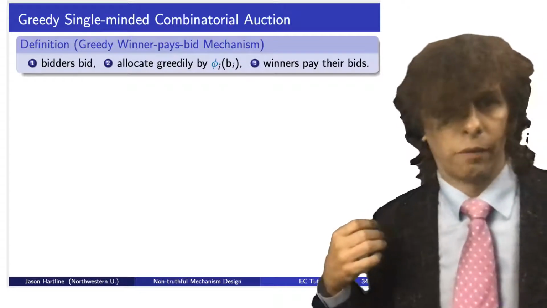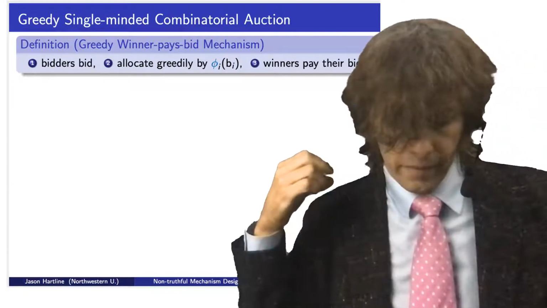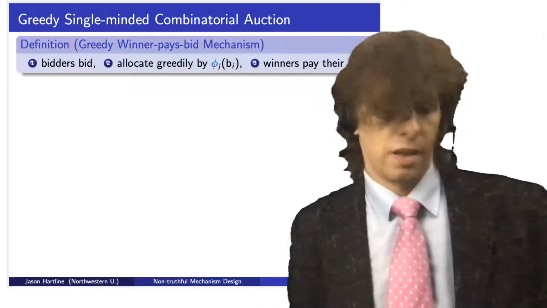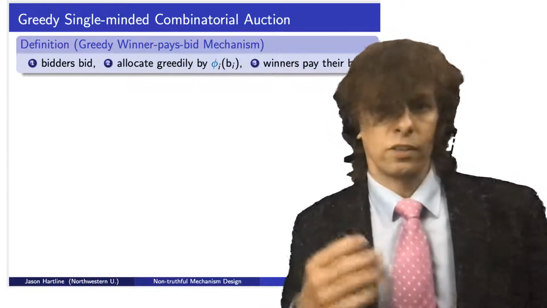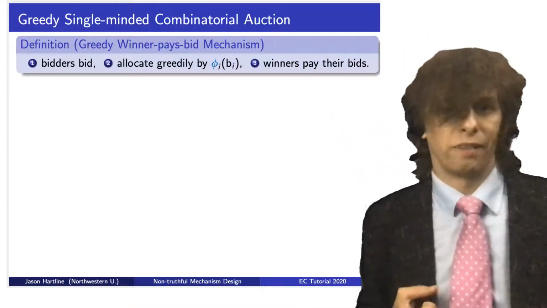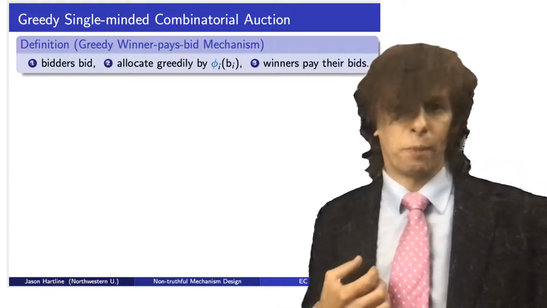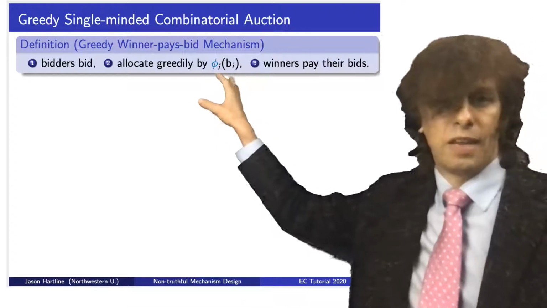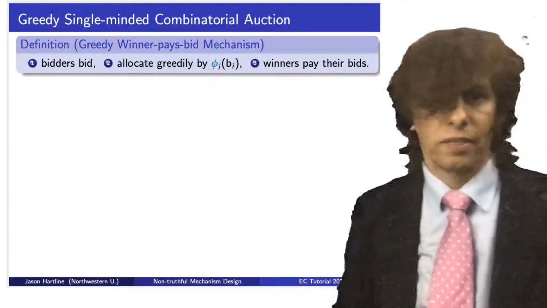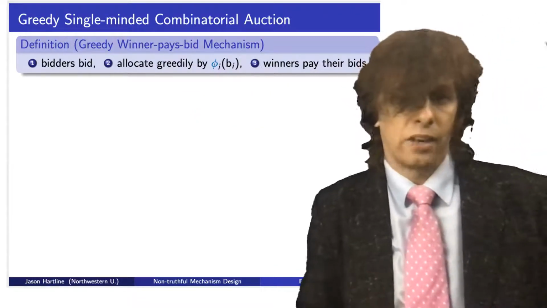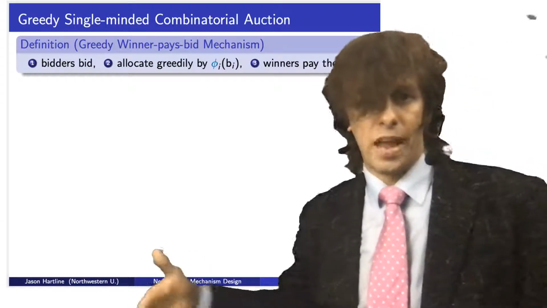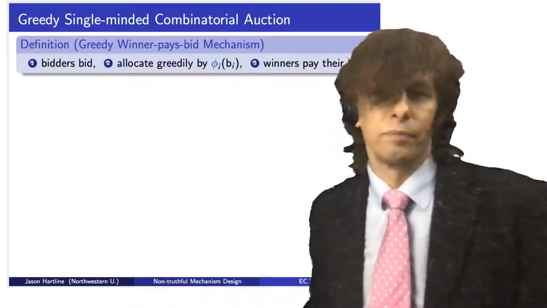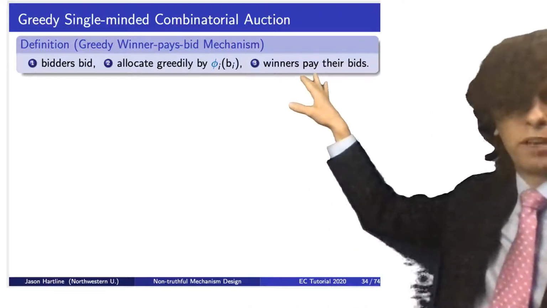Cool. So we just saw that optimally allocating in the single-minded combinatorial auction leads to a really bad conversion ratio of m. It turns out the greedy single-minded combinatorial auction can do much better. So what is the greedy winner pays bid mechanism? The bidders bid. We're going to allocate greedily by some priority function. What does that mean? We're going to sort the agents by their priority, and then try to allocate to the agent with the highest priority. If we can, great. Otherwise, we discard, and then we repeat going down the list of priorities. So we're trying to allocate to each agent in order of priority while we still can. And at the end of the day, the winners will pay their bids.